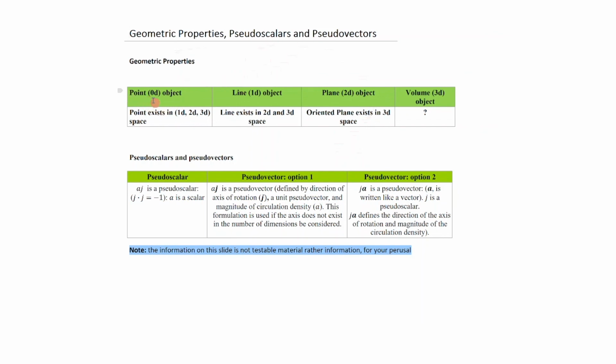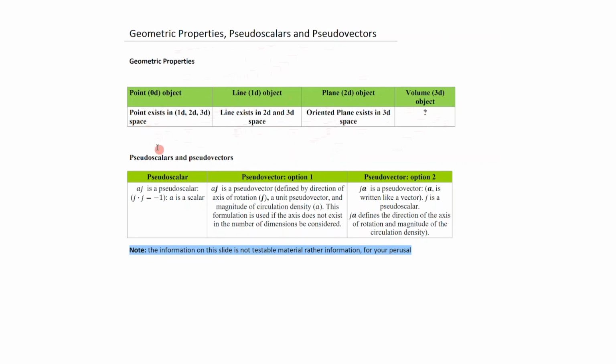If you took a point as an object, points exist in 1D, 2D, and 3D space. If we look at a line as an object, a line exists in 2D and 3D. If we look at a 2D plane, it's a 2D object. You have an oriented plane that exists in 3D. And of course, you can keep on going. You can go to volumes in 3D. And of course, there's something beyond, but we couldn't visualize it.